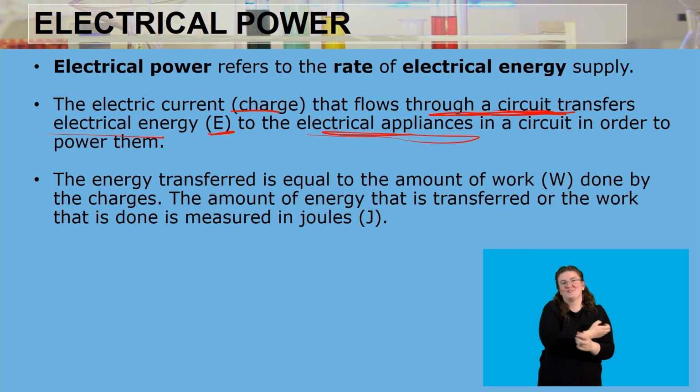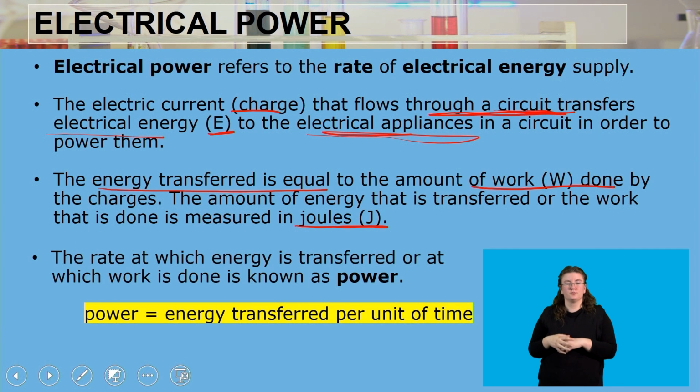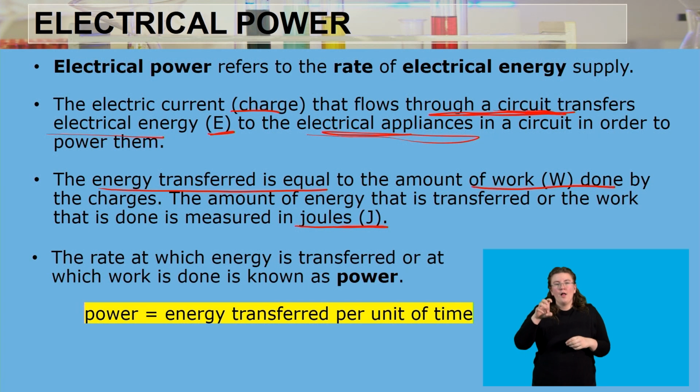Then the energy transferred is equal to the amount of work done by the charges. The amount of energy that is transferred, or the work that is done, is measured in joules. So energy is measured in joules, and the work that is done is also measured in joules. So joule is the unit of measure for energy as well as for work. The rate at which energy is transferred, or at which work is done, is known as power.